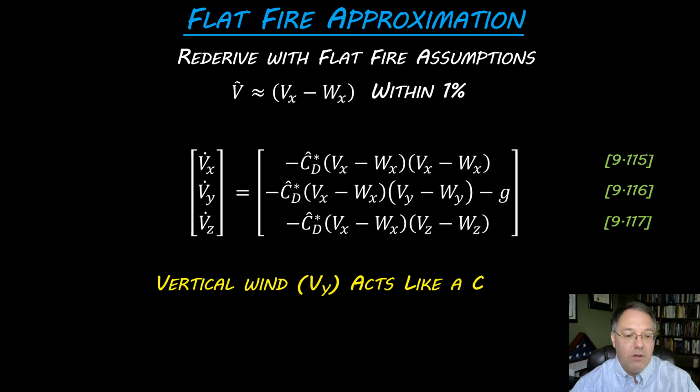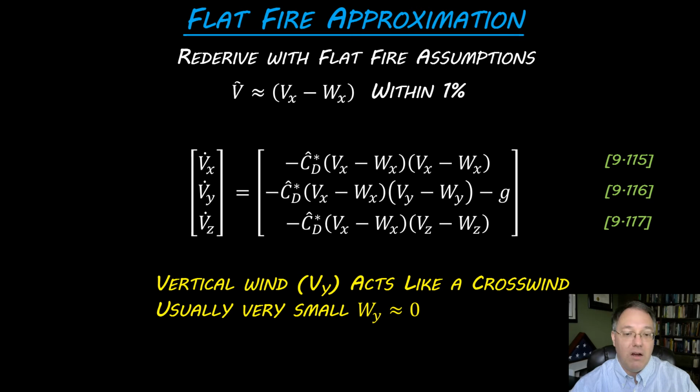Now, the vertical wind, Vy, if there was any, acts like a crosswind. It kind of has that same kind of behavior. It's going across our symmetrical projectile. Usually it is very small, and we are going to go back to that assumption that our wind in the y direction is approximately 0, which means that we could just cancel that term out if we wanted to. So we could write the algebra in some different ways to express our equations here. These are 9.115, 16, and 17.